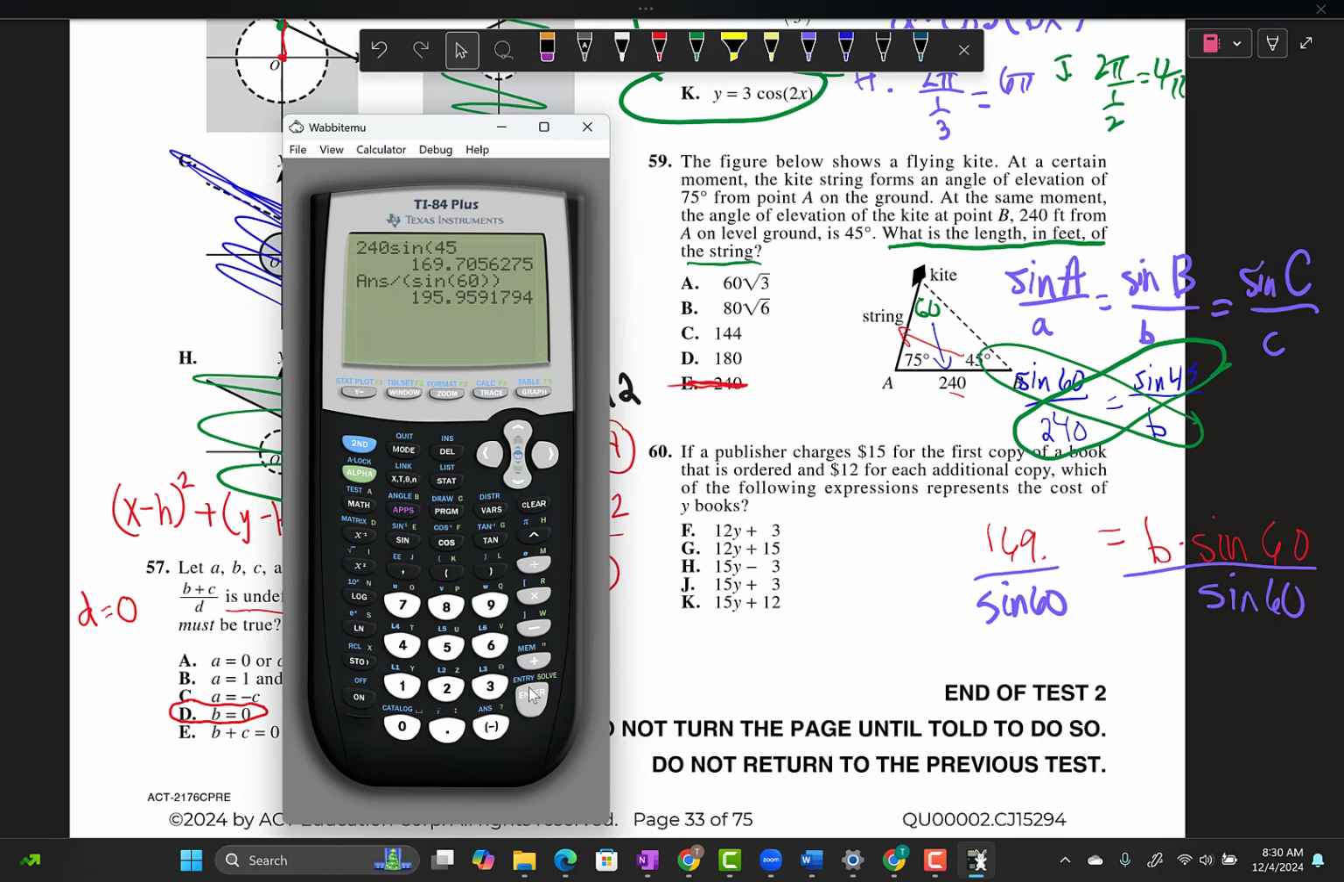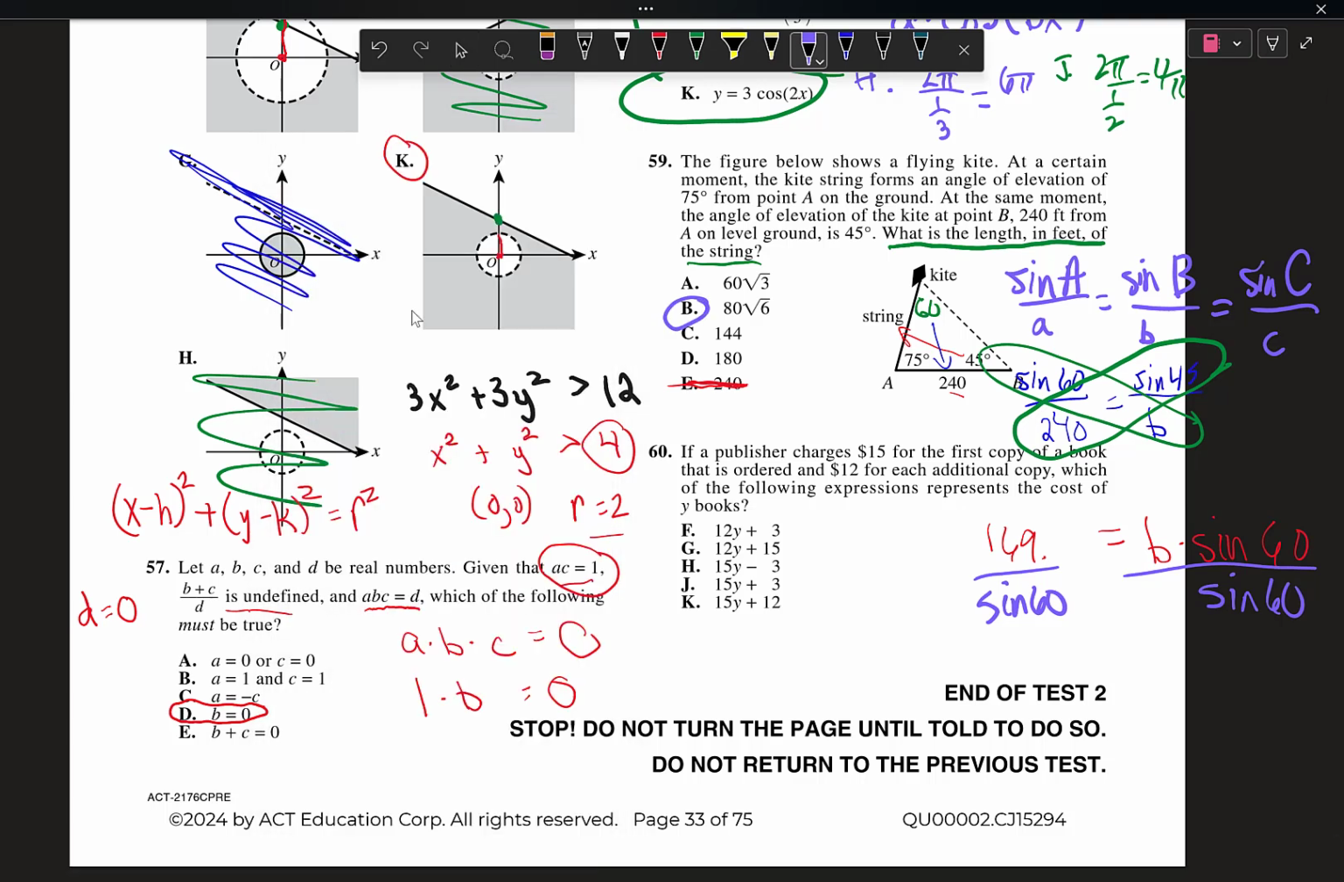We get 195. So it's not C, it's not D. We need to check A or B. So I'm going to type in answer choice A, 60 times the square root of 3. See if it matches up. It doesn't, so it's got to be B. If you're running out of time on the test, I'd probably say just go with B and don't even worry about checking it. But we can see, yeah, they do match up. So B is the answer.